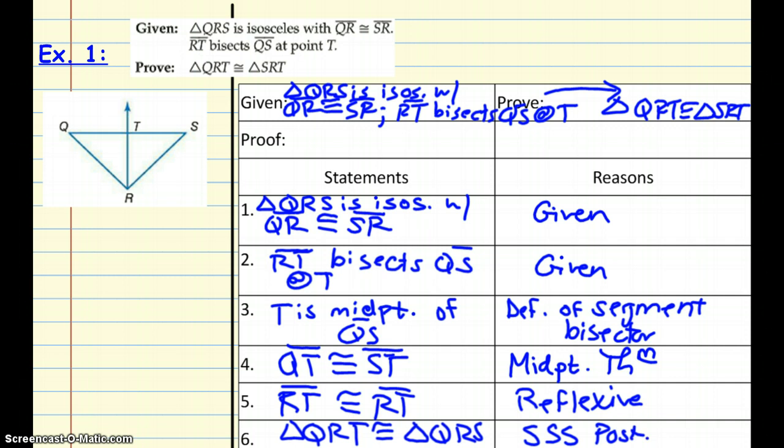And where are those three sides that we're talking about? We know that QR is the same as SR, so that's one of our sides. And we know that QT is congruent to ST because of the midpoint theorem. And RT is RT, that's right here from the one that they have matching. So that's using side, side, side.